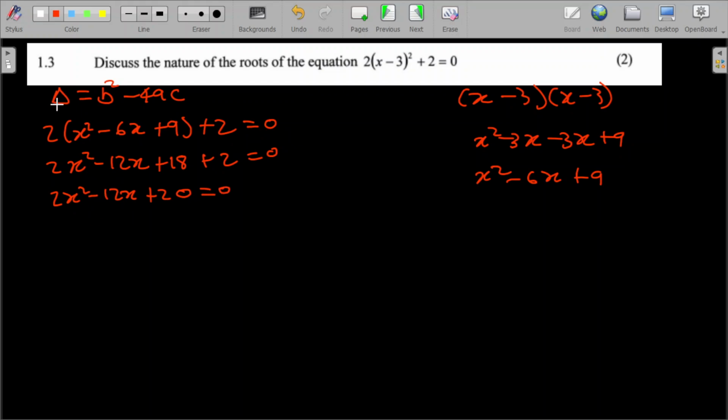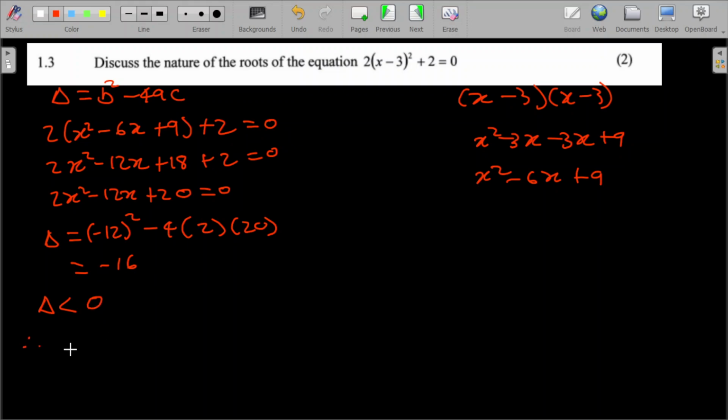And from here I can just go straight. Now I know that delta is equal to b squared minus 4ac. My b in this case is negative 12, my a is 2 and my c is 20, and then you punch this in your calculator. So it's negative 12 squared minus 4ac, and from here I'm getting negative 16. From negative 16, I can tell that delta is less than 0, which is negative.